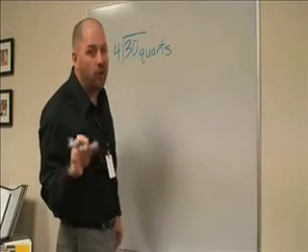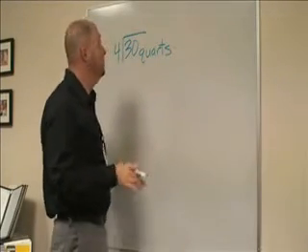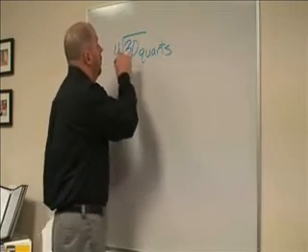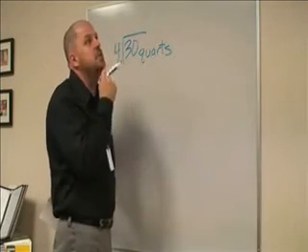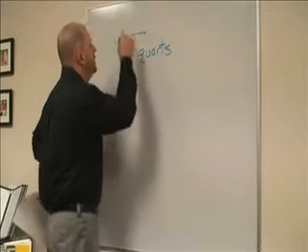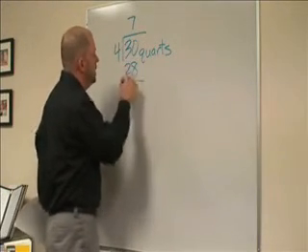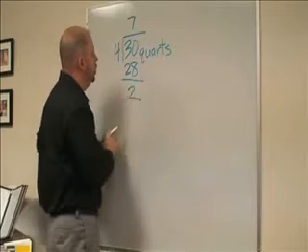4 doesn't go into 30 an even amount of times, so I know I'm going to have a little bit of a remainder, but let's figure it out. 4 into 30. Thinking 7 times 4 is 28. Let's start there. We got 7 here. 28. 30 minus 28, that's going to be 2.